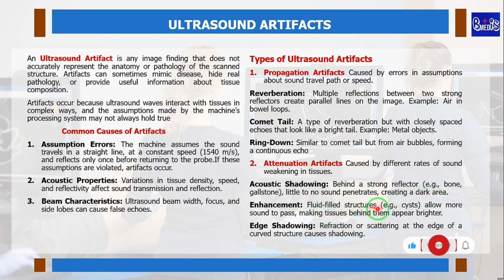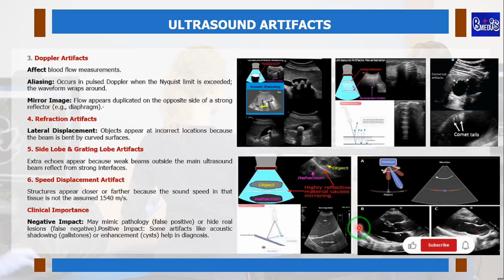Enhancement: fluid-filled structures, e.g. a cyst, allow more sound to pass through, making tissues behind them appear brighter. Then edge shadowing. This has to do with refraction or scattering at the edge of a curved structure, causing shadowing. So we now have the third one, which is the Doppler artifact. It affects blood flow measurement. Examples are aliasing, which occurs in pulsed Doppler when the Nyquist limit is exceeded, and the waveform wraps around.